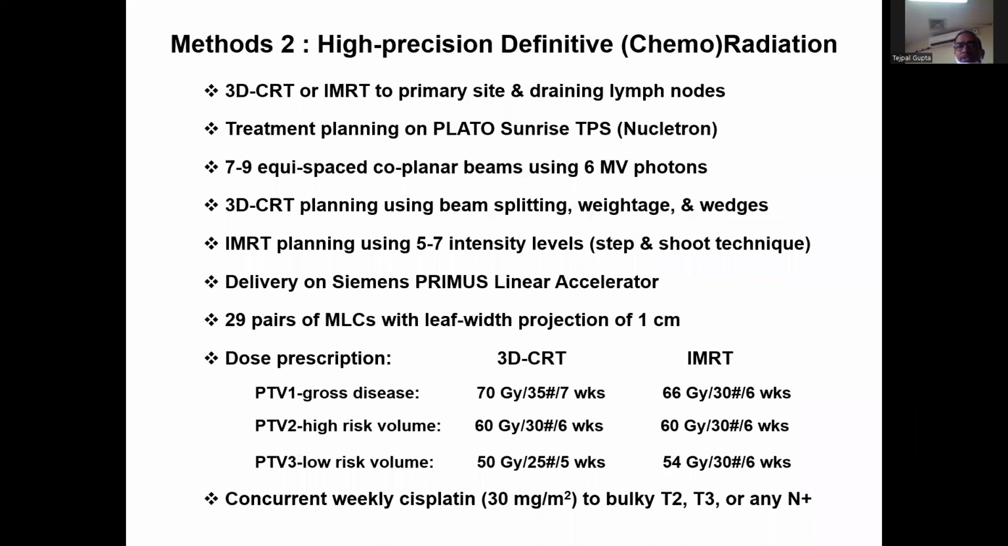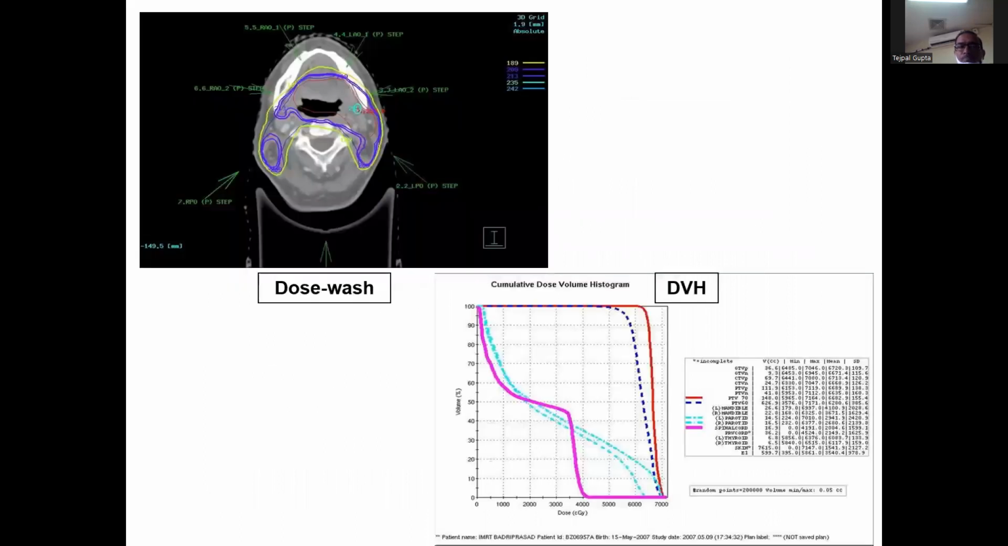These patients were treated with high precision definitive chemoradiation. I will not go into the details. All were treated with either 3D CRT or IMRT using between 50 to 70 gray. Low risk volume received 50 gray, high risk volume received 70 gray, and all these patients, those who were fit, received weekly cisplatin 30 milligram per meter square. This is a typical dose wash and DVH.